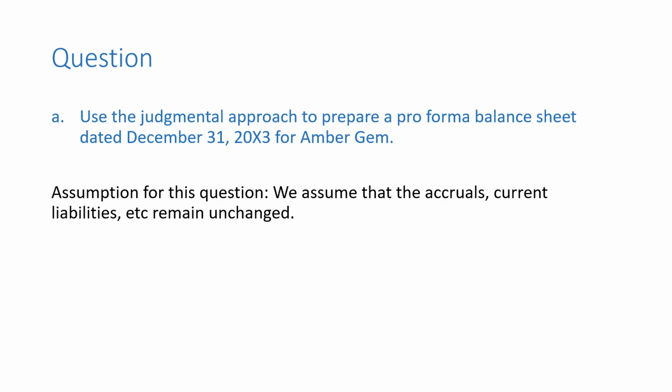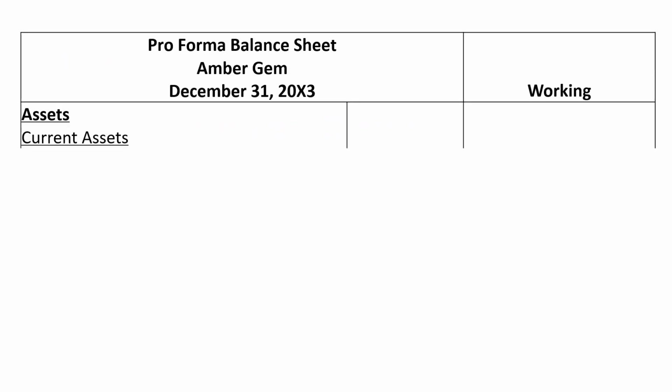Assumption for this question: we assume that the accrual, other current liabilities, etc. remain unchanged. The above assumption may not always be the same. Pro forma balance sheet for December 31st, 20x3.